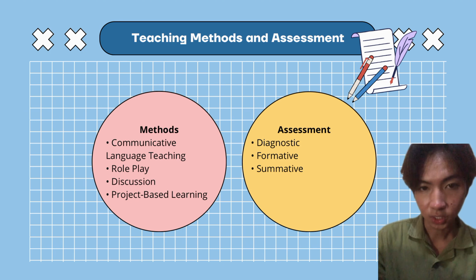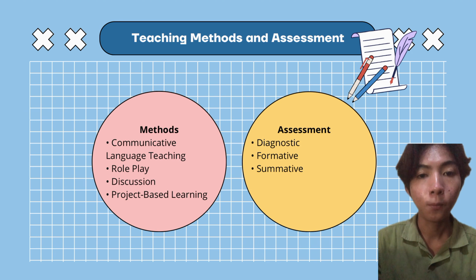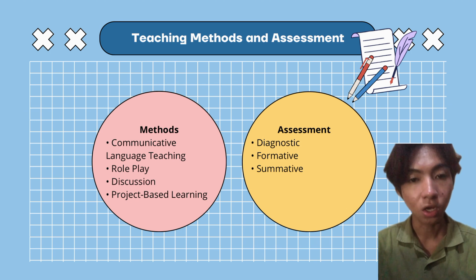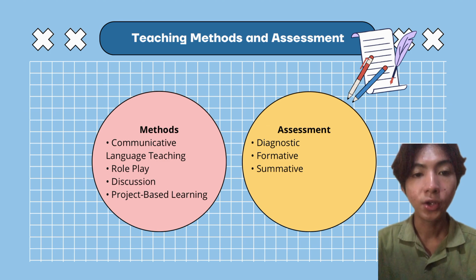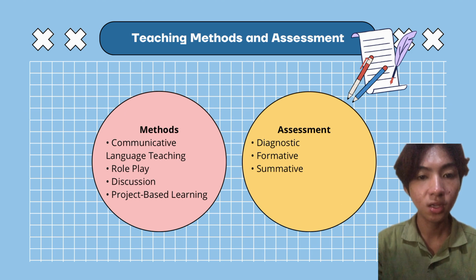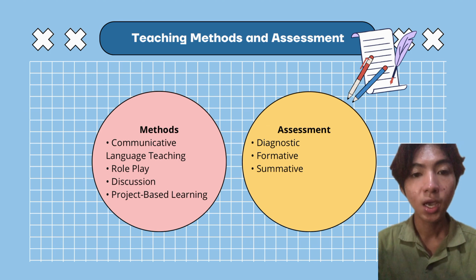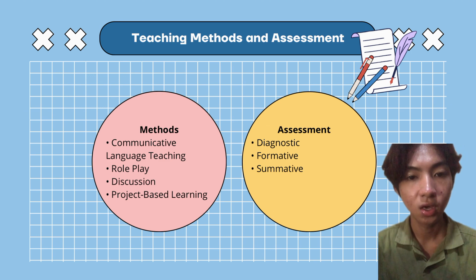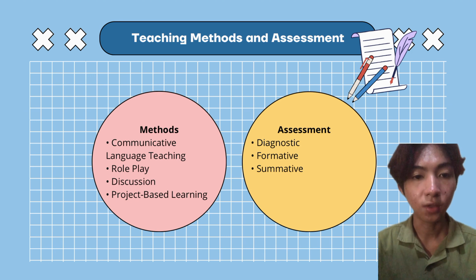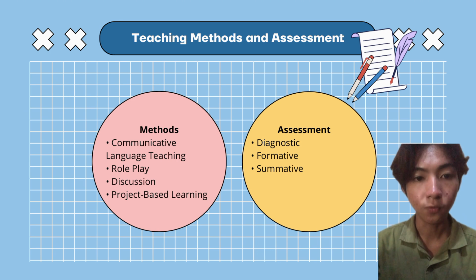To achieve these learning objectives, teachers need to apply appropriate teaching methods. One common method is communicative language teaching, or CLT. This method focuses on meaningful communication and real-life language use. Another method is role play and simulation, where students practice English through realistic situations. Teachers can also use discussion to encourage students to share ideas and develop critical thinking skills. Project-based learning is another effective method because it helps students improve collaboration, creativity, and problem-solving ability.